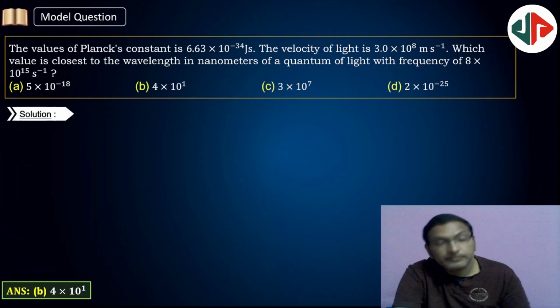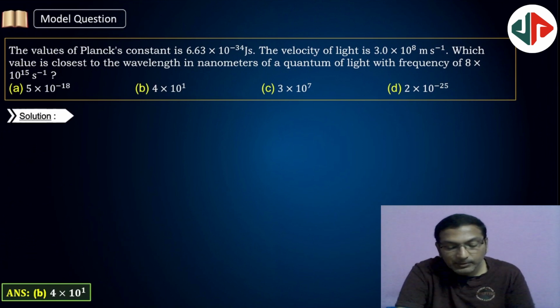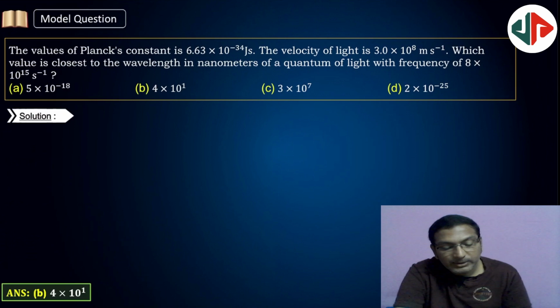Next question. Planck's constant value is given as 6.63 into 10 power minus 34 joule second. Velocity of light, we know, is 3 into 10 power 8 meters per second. Which value is closest to the wavelength in nanometers of a quantum of light with frequency 8 into 10 power 15 second inverse?